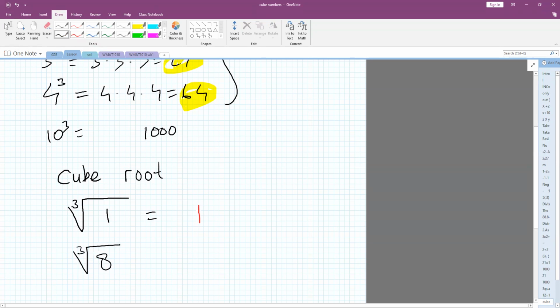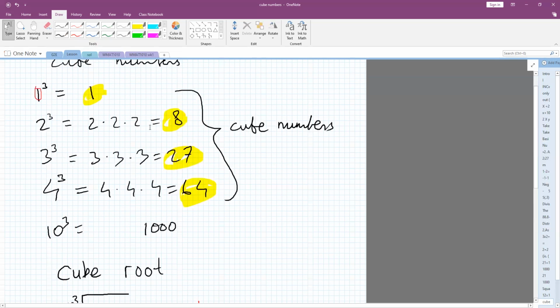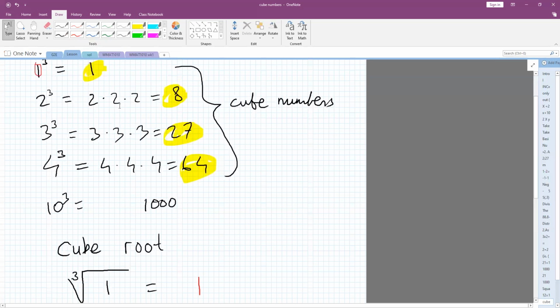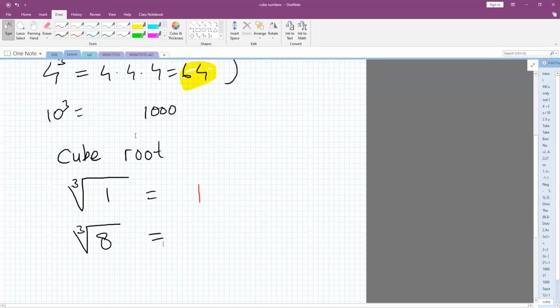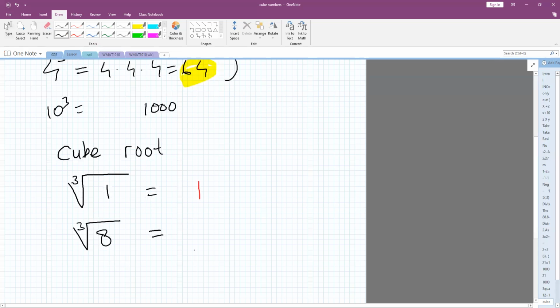The cube root of 8 is... so 8. Wait, no. Remember, these are the cube numbers. Okay, and that's because they are obtained from multiplication of this number. So 8, in this case, is 2 times 2 times 2. Now, when you take the cube root of 8, they give us 2.